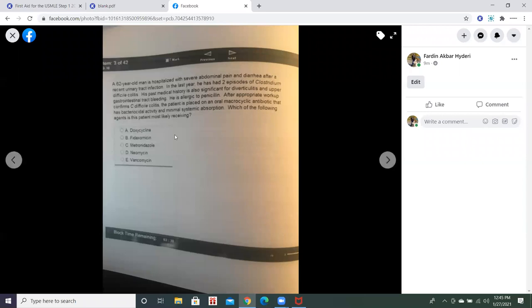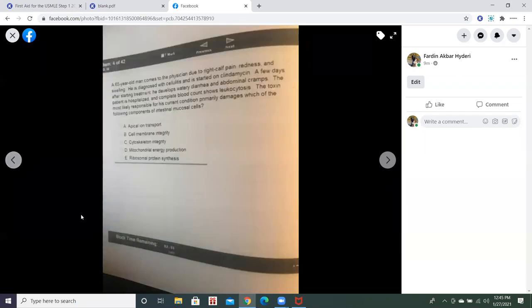The percentage of students who said vancomycin was 36%. The percentage who said fidaxomicin was 20%, okay? So it's a pretty difficult question. But always remember, with Clostridium difficile, more often than not, the answer is fidaxomicin, okay? Fidaxomicin. Are we clear? Let's go to the next one.